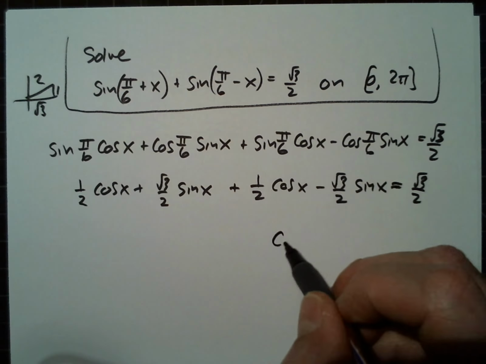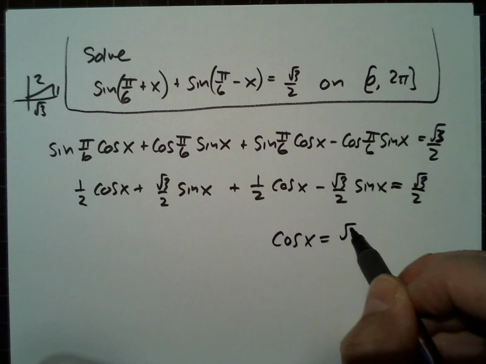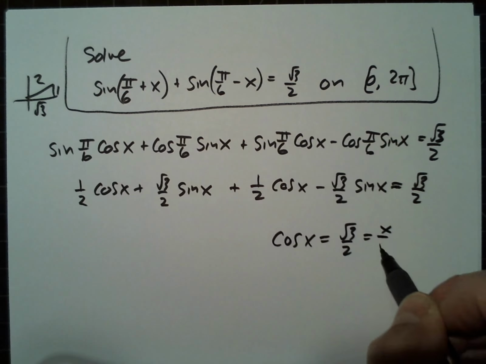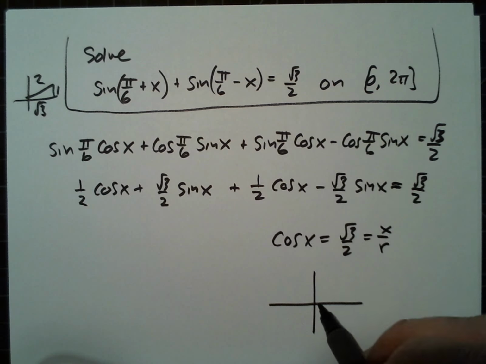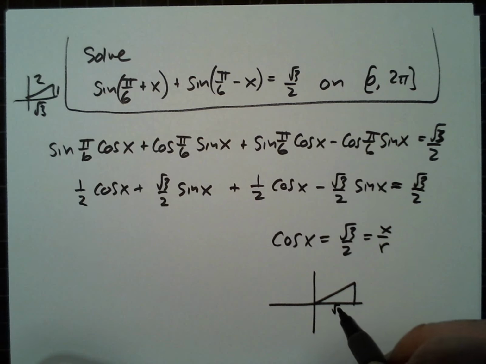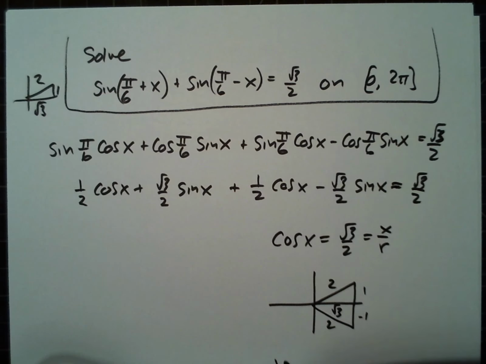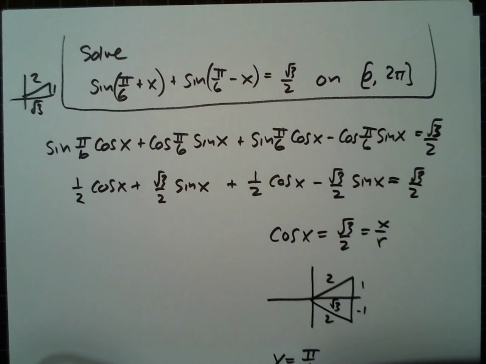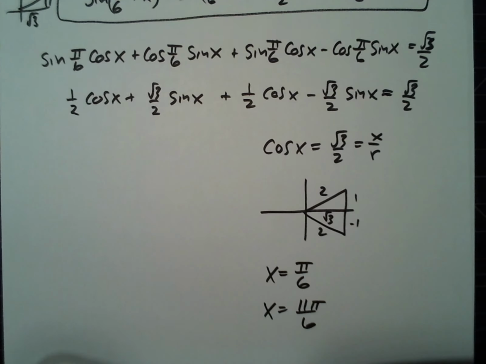It will end up being just like the previous problem. And we have a radical 3 over 2, that must be a 1/2. So we know this is pi over 6 or 11 pi over 6. And that's it for this lesson.